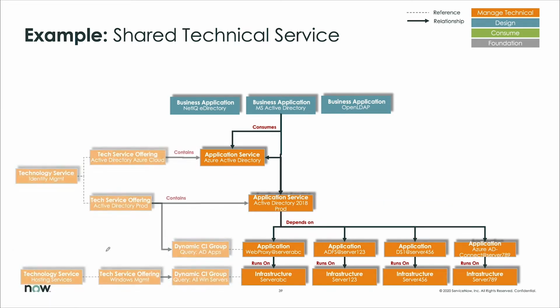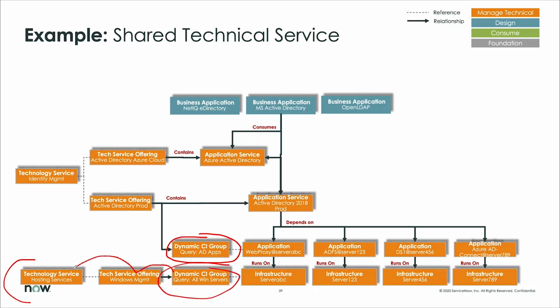Now, when we look at the technical services related to this, we have two different versions. We have one down here, which is really the hosting service, the underpinning hosting for the infrastructure layer that the LDAP services are dependent on. The applications are running on that. In this case, we're using the CMDB query. There's a dynamic CI group established that uses that CMDB query to identify all of the applications and all of the servers that are associated to those technical services.